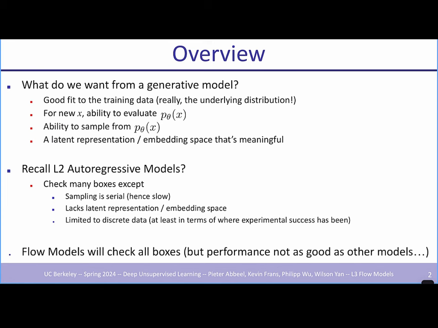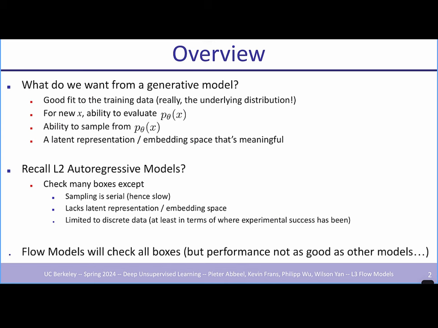Recall lecture 2, autoregressive models. They actually check many boxes, except the sampling is serial, one pixel at a time, one token at a time. So it's slow to generate things. There's no parallelization during generation. Autoregressive models lack a latent representation or embedding space. Yes, you can fine-tune them, but there's still not that natural kind of setup that you have in some other models, like the one we'll cover today and in some future lectures.